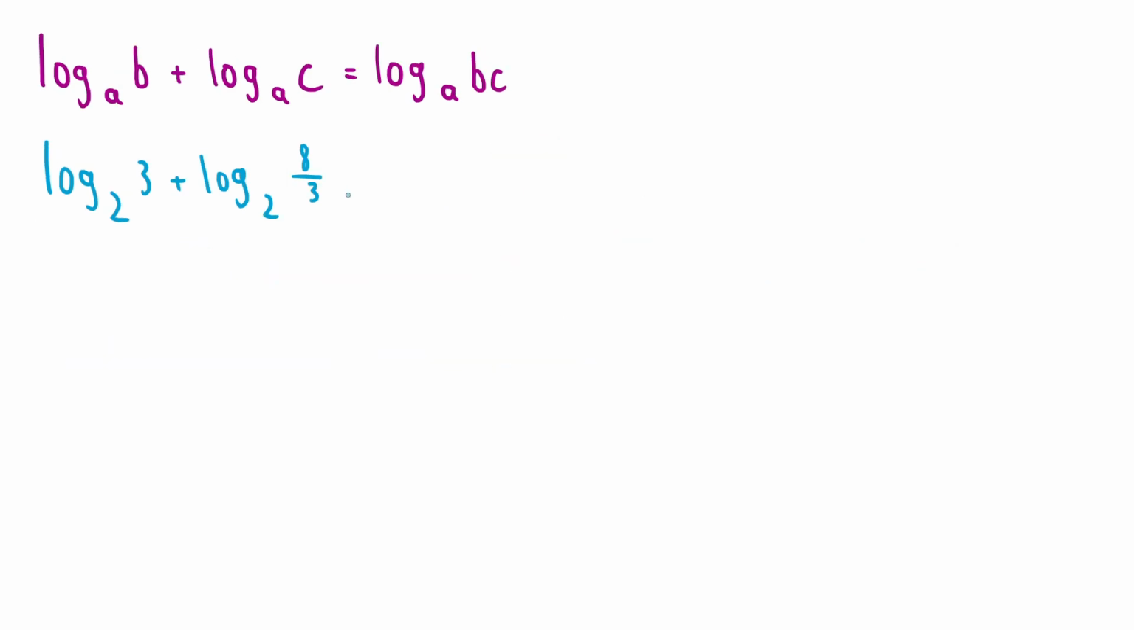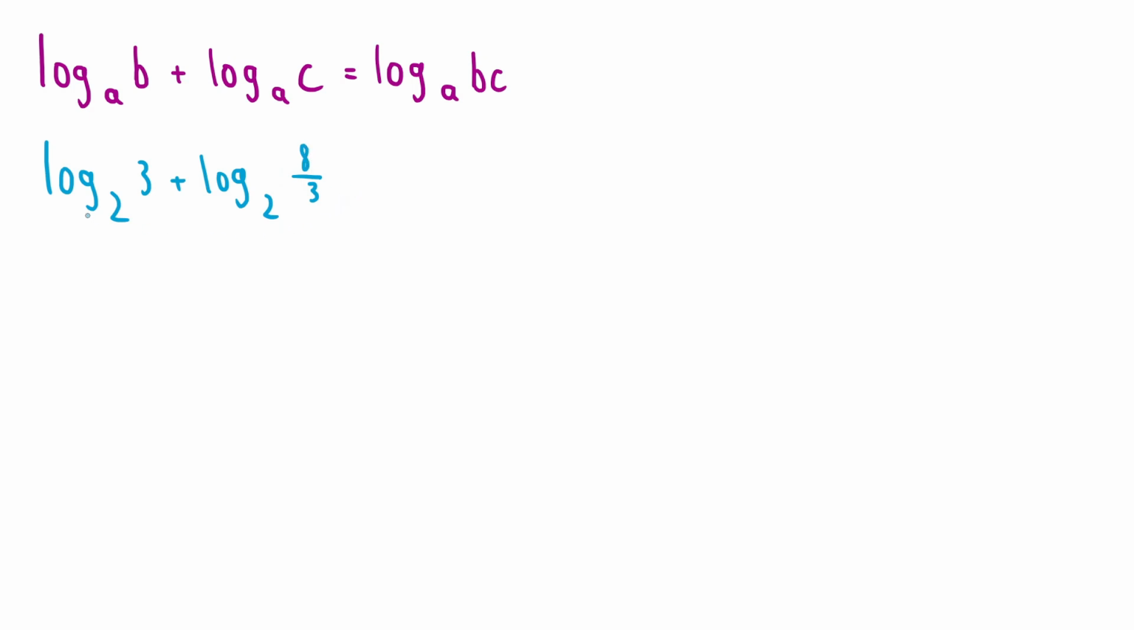So here's an example of a problem type that we can solve using the product rule of logarithms. If we have something like log base 2 of 3 plus log base 2 of 8 over 3, each individual logarithm is hard to compute. Log base 2 of 3 is hard to compute because there's no integer exponent that we can raise 2 to in order to result in 3. And same thing for log base 2 of 8 over 3. We can't raise 2 to any integer exponent to result in 8 over 3.